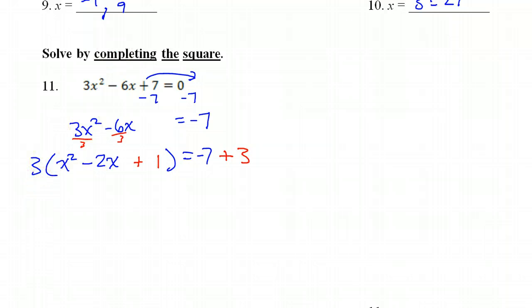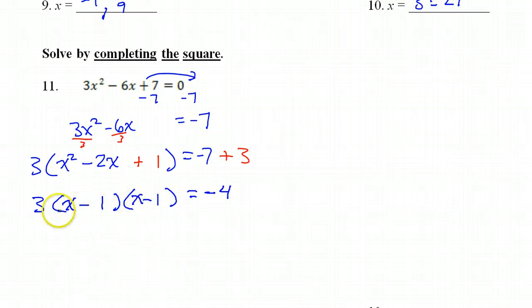And the rest of the problem, there's still a couple more pitfalls, I guess. Alright, this is a tough problem, no doubt about it. A lot of steps, a lot of moving parts. See, negative 7 plus 3, that's negative 4. Okay? Now, this will factor as the same thing twice. X minus 1, x minus 1. That means we've got 3 times x minus 1 squared is equal to negative 4.